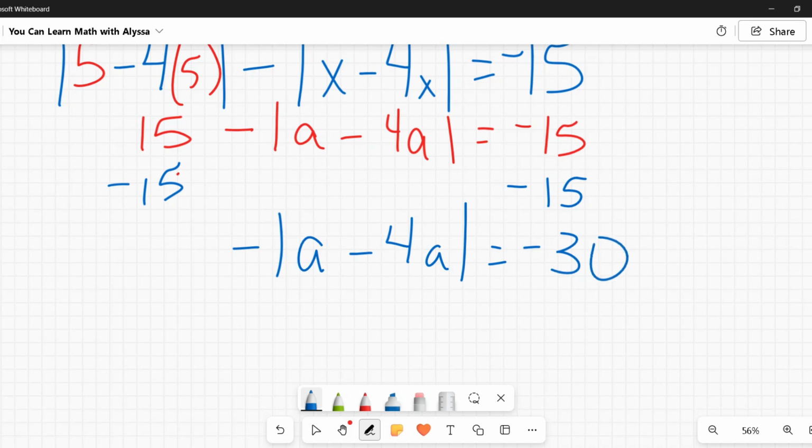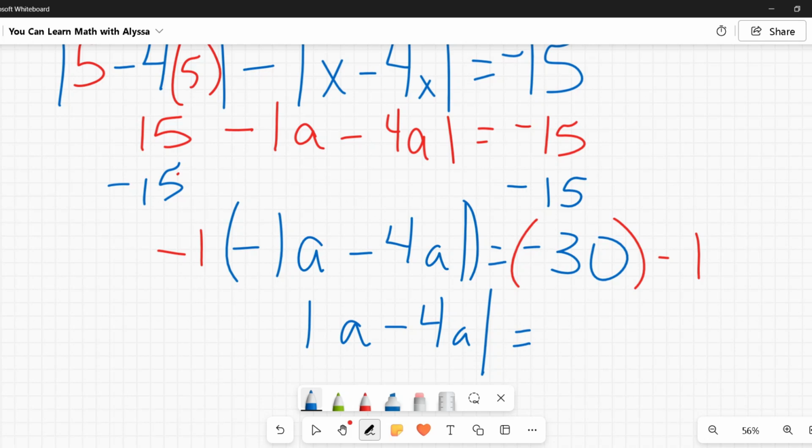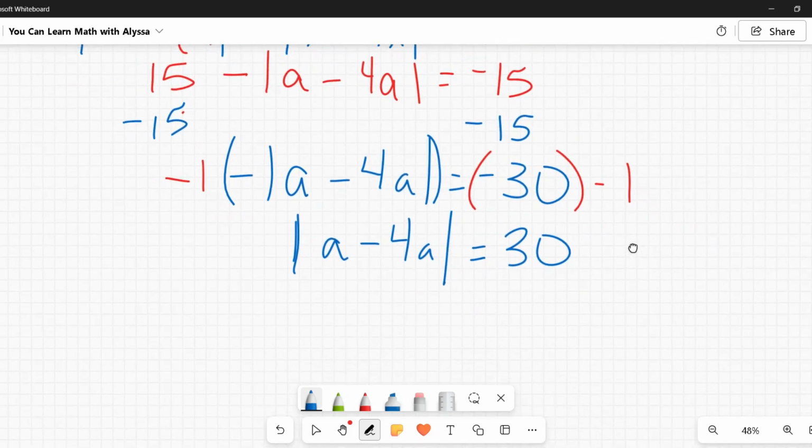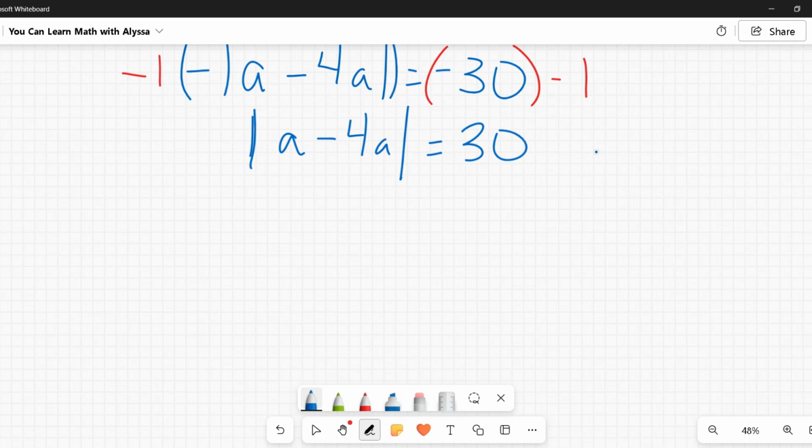So I can either divide or multiply both sides by negative 1. Gives the same result. On the left, I now have my absolute value of a minus 4a equals negative 30 times negative 1, which is positive 30. Okay, so to solve for a, when you have an absolute value, you have to take two options into consideration. One is that whatever is in here had a positive outcome, or whatever's in there had a negative outcome, and then it was turned positive by the absolute value.